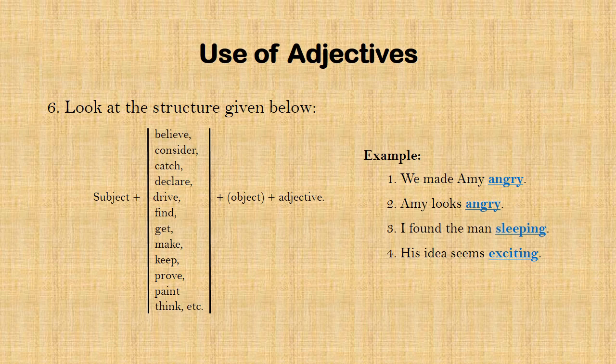We made Amy angry. In this sentence, the word made is the verb. After this verb, you may consider the use of an adjective, and the word angry, underlined here, is an example of an adjective. We can explain other examples in the same way. The words look, found, seem are the verbs. So consider the use of adjectives after these verbs. The words angry, sleeping, exciting are adjectives here.